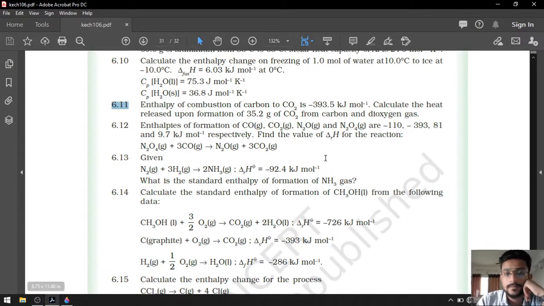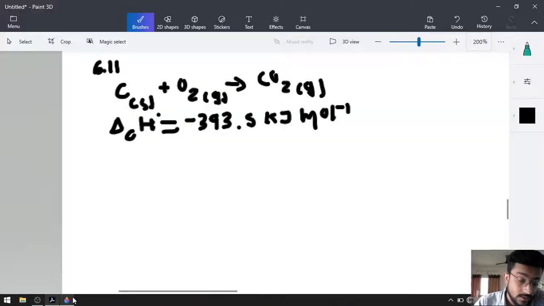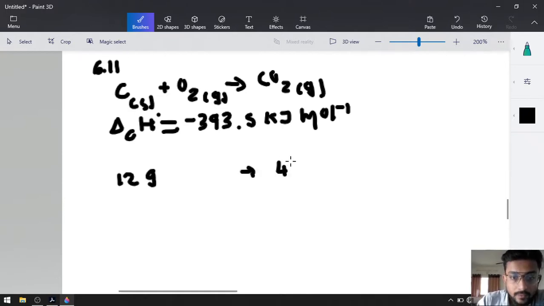Now calculate the heat released upon formation of 35.2 gram of carbon dioxide. Now we will need stoichiometry over here. So 12 gram of carbon burns and gives me 44 gram of carbon dioxide.